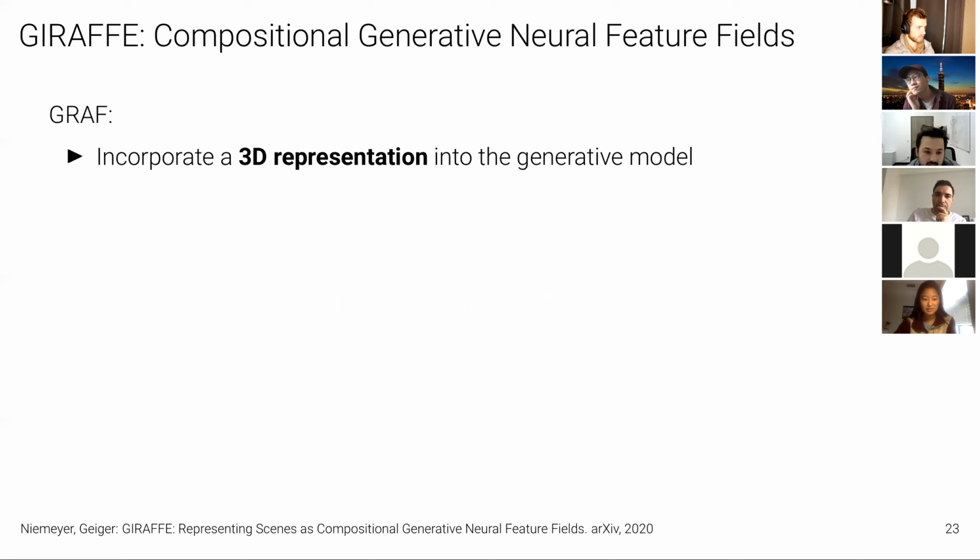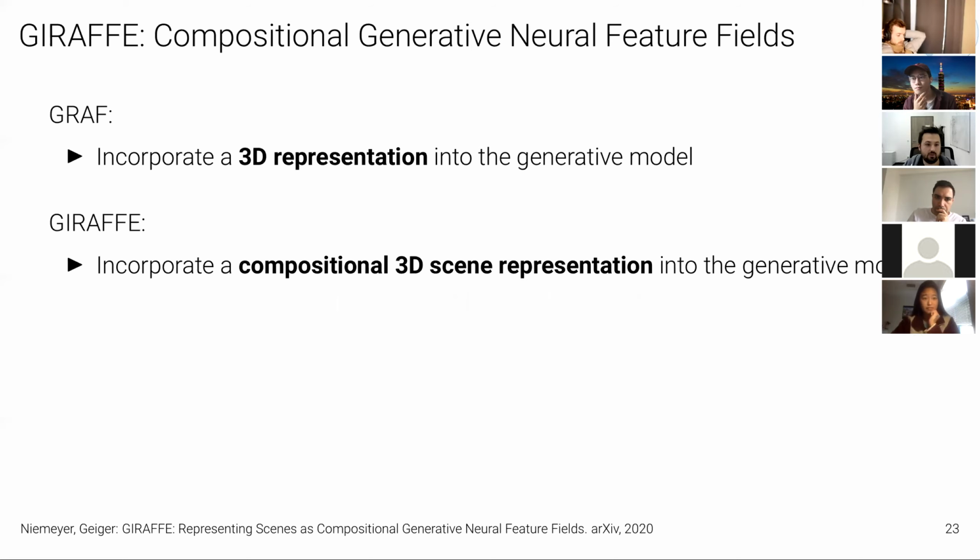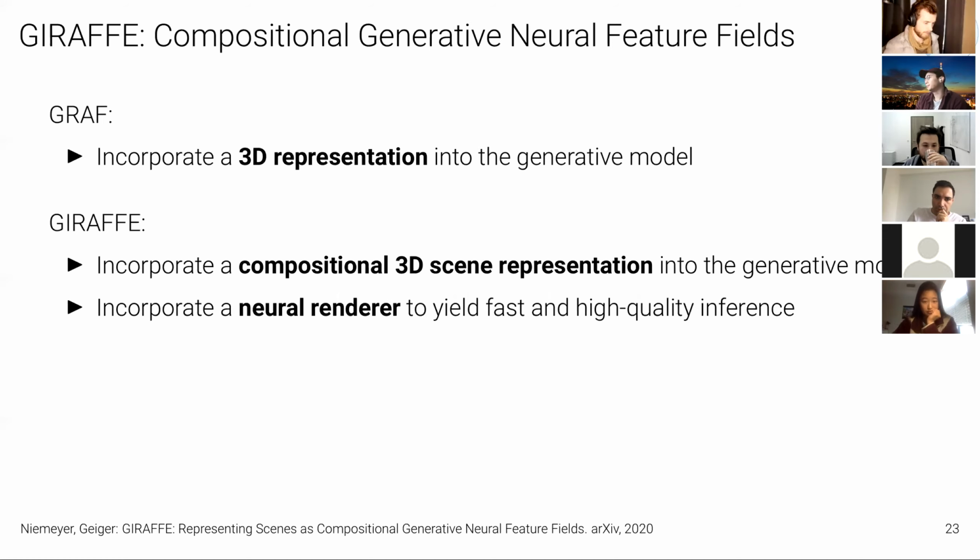From a high-level perspective, what we did in GIRAFFE is that we incorporated an appropriate 3D representation into the generative model. And now what we do in GIRAFFE HD is that we incorporate a compositional 3D scene representation into the model. So we further combine this with a neural renderer to yield fast and high quality inference. Okay, let's have a look at the model then.